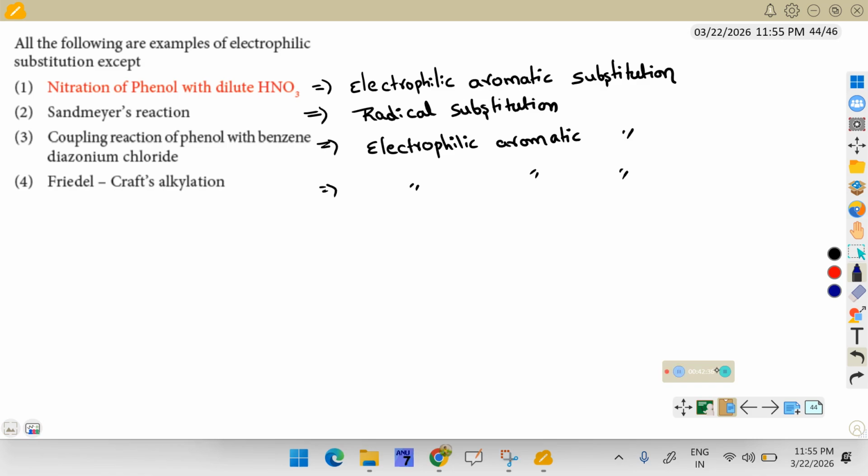All the following are examples of electrophilic substitutions except Sandmeyer reaction. Sandmeyer reaction is a radical substitution.